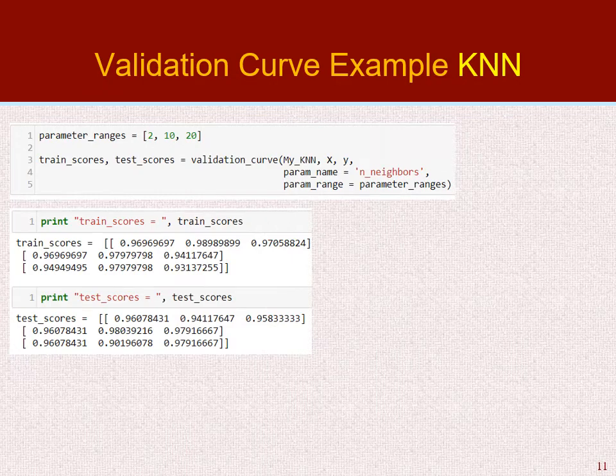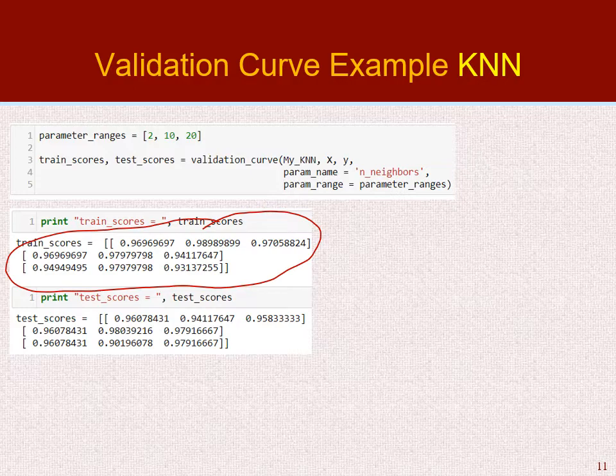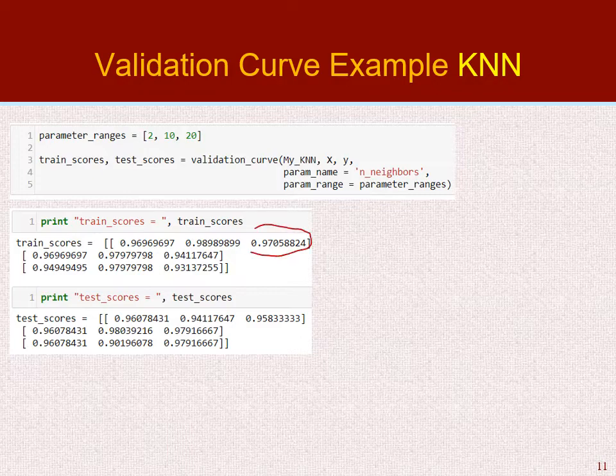So here we have three values for the range of parameters, and also we're going to use a three-fold cross-validation. So that means we have 3 multiplied by 3, which is 9, scores for training, and 9 scores for testing. So for example, these three are the output of the 3 cross-validation for parameter 2, the number of neighbors equal to 2.